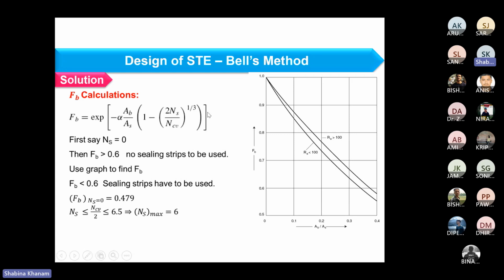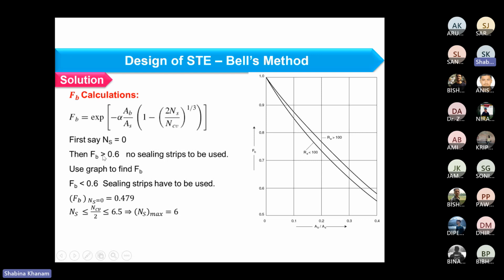Okay, so this is the expression. To know whether sealing strips are required or not, we will consider NS = 0 over here. First of all, we are considering that no sealing strips are used, so NS should be 0. Then we can proceed for the FB calculation.